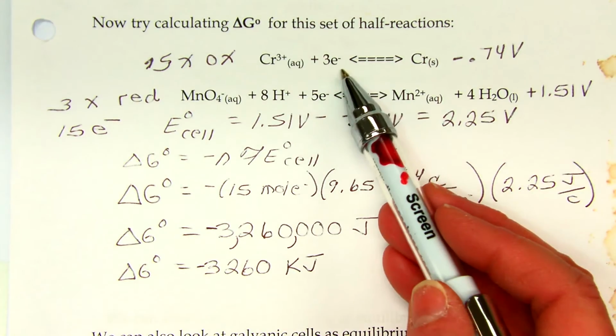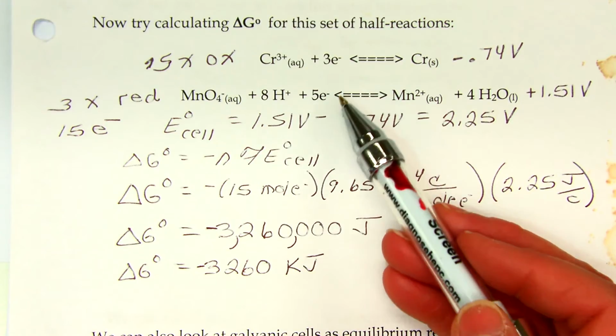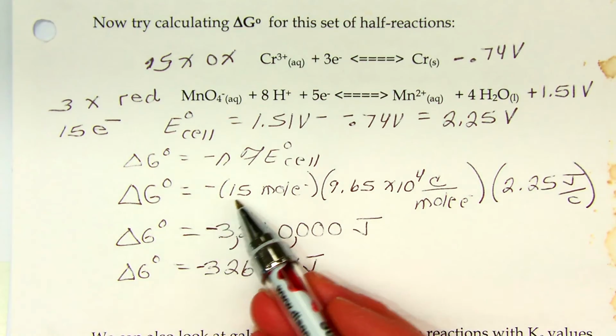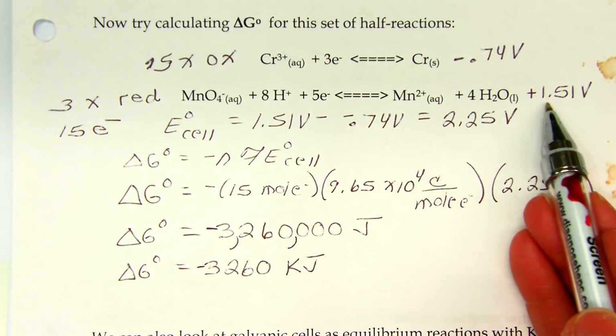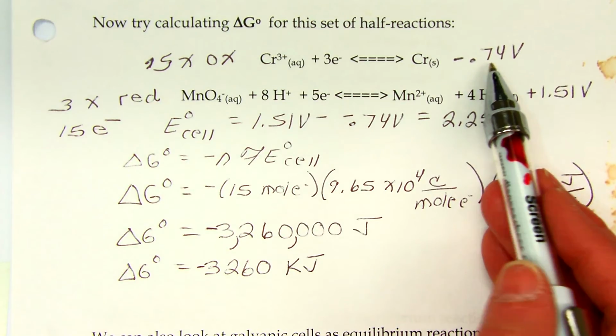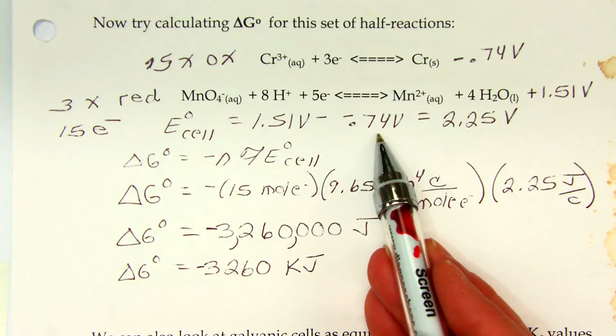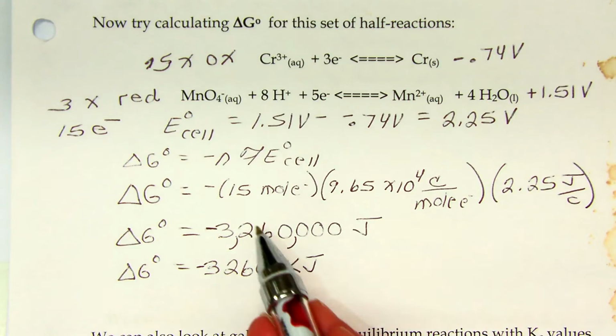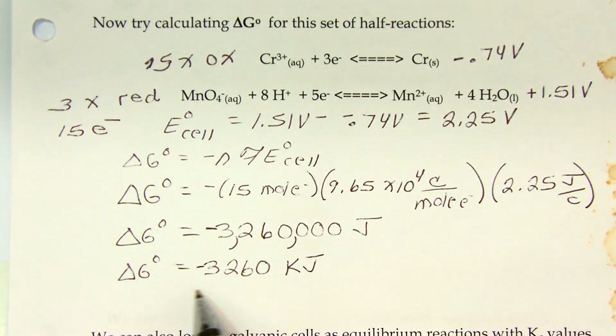is that we have 3 electrons in one half and 5 electrons in the other. To get them the same, we have to multiply and get 15 electrons. So we look up the cell potentials, negative 0.74 and a positive 1.51 volts. This will be the oxidation half. So it's reduction minus oxidation. We get 2.25 volts. Delta G0 is minus NFE0. And we plug our numbers in, and we get negative 3,260 kilojoules.